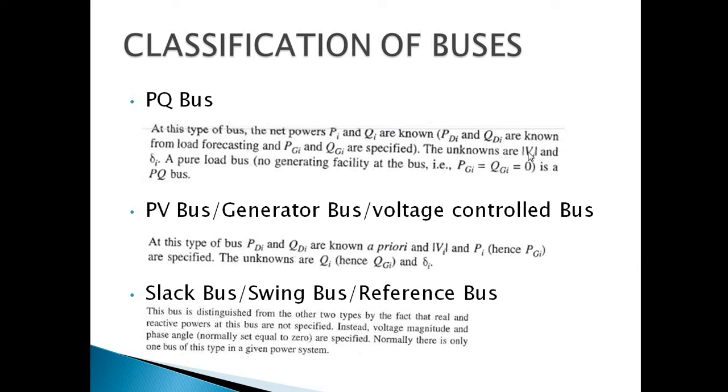Here the unknowns are V, the voltage, which we are not aware of, and the angle delta, which we are not aware of. I should mention that in order to solve the load flow problem, there are 4 variables to be solved: P, Q, V and delta. For the different classifications of buses, any 2 of them are known and the other 2 are unknown.